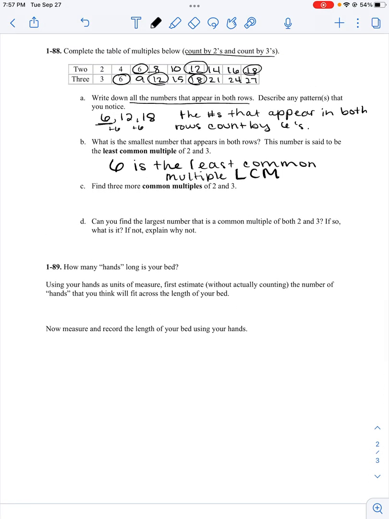3 more common multiples of 2 and 3. We already have 2 more. We have 12 and 18. If I extended my 2's, I would have 18, 20, 22, 24. And my next one would be 24, which also makes sense because I noticed counts by 6s. 18 plus 6 is 24. The next one, I'd add 6 again, and it would be 30. The next one would be 36.